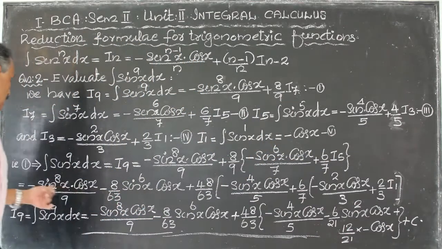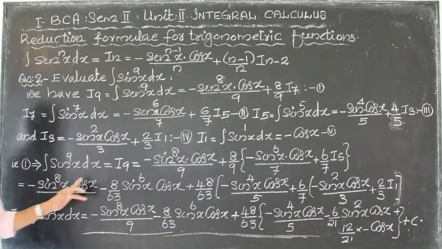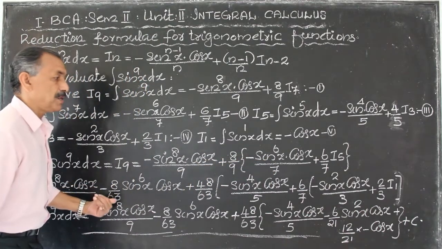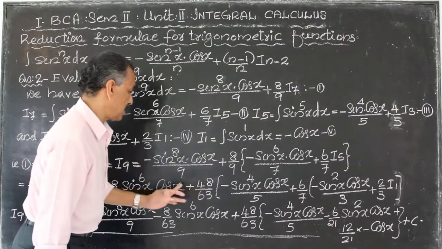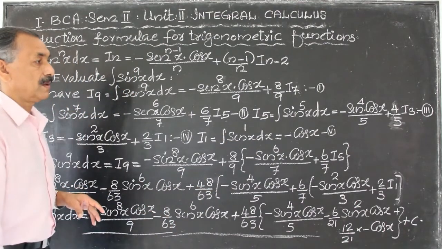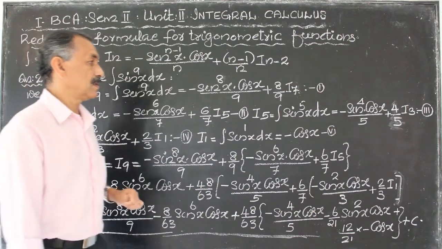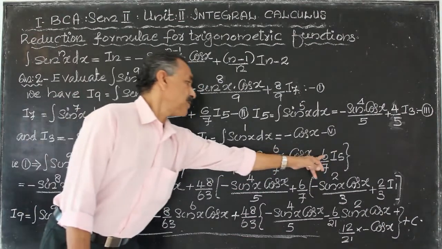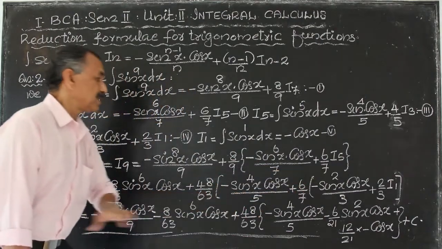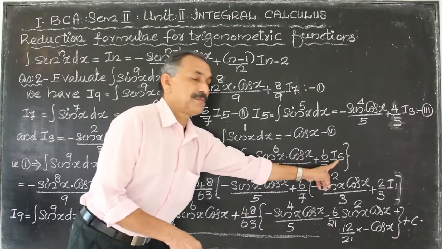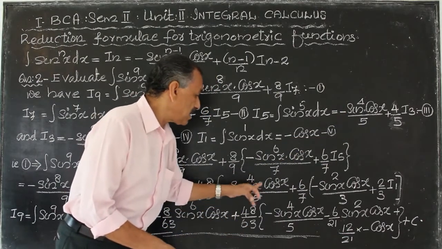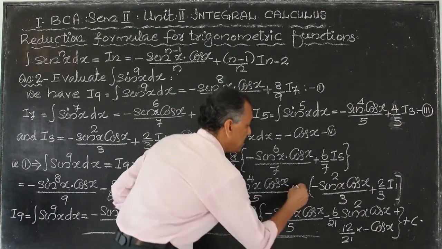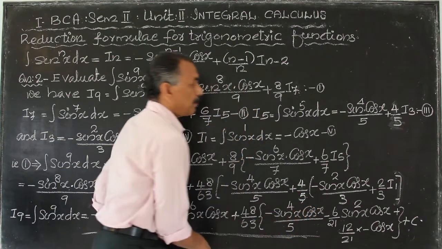So that is equal to minus sine raised to 8x into cos x by 9 plus 8 by 9 into this one, minus 8 by 9 into 7, 63, sine raised to 6x into cos x, plus 8 by 9 into 6 by 7 into I5, that is 48 by 63 into I5. What is I5? I5 is minus sine raised to 4x into cos x by 5 plus 4 by 5 into I3.